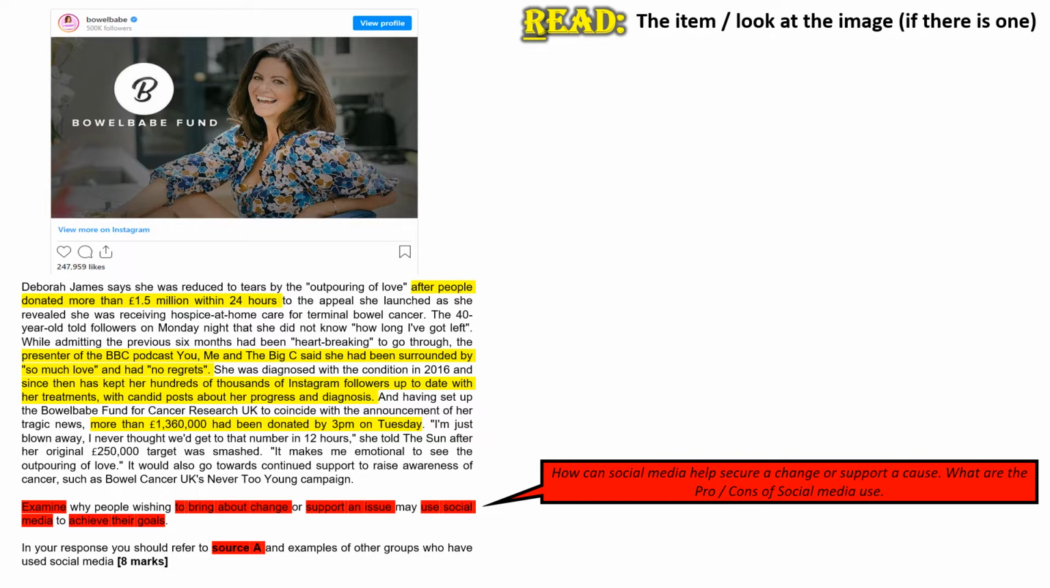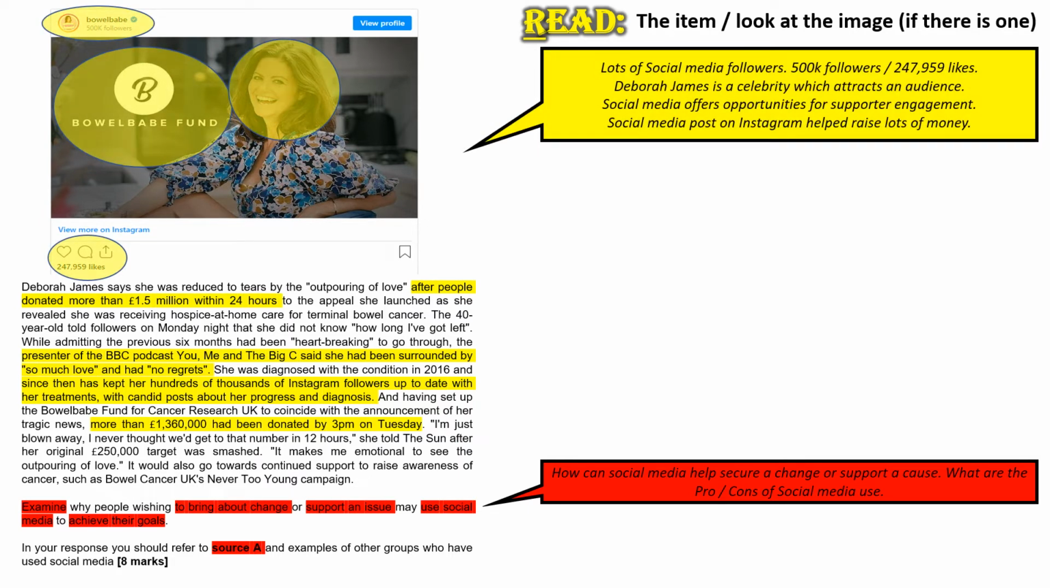And you can see more than 1.36 million pounds was raised by 3 p.m. on the Tuesday. So very, very quick sourcing of data and donations. What I've also picked up from the item, again, is 500,000 followers, lots of likes on the post. Obviously the logo shows there's a clear practiced or publicized fund, and also just to highlight again we've got a celebrity figure. So these would be the things you could pull from the item, just some facts, some information.